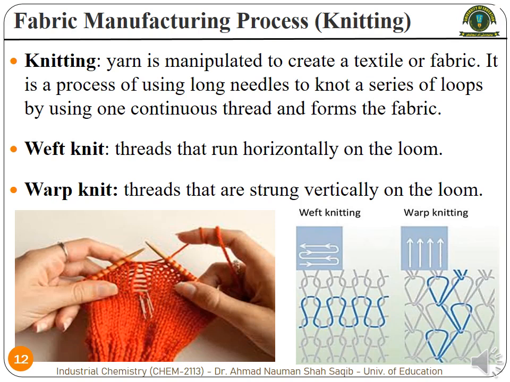This knitting process can be carried out by hand, or it can also be done by a machine. So when we consider the knitting process by machine, it can be done in two different ways. First is the weft knit, and the second process is known as warp knitting, as we discussed in the weaving process.